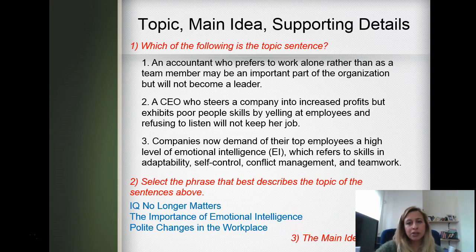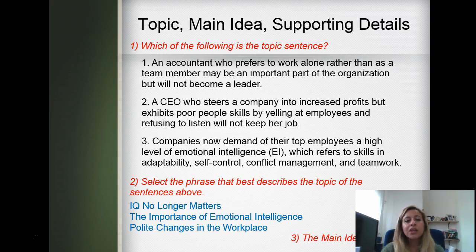Which of the following is the topic sentence? 1. An accountant who prefers to work alone rather than as a team member may be an important part of the organization but will not become a leader. 2. A CEO who steers a company into increased profits but exhibits poor people skills by yelling at employees and refusing to listen will not keep her job. 3. Companies now demand of their top employees a high level of emotional intelligence, EI, which refers to skills in adaptability, self-control, conflict management, and teamwork.